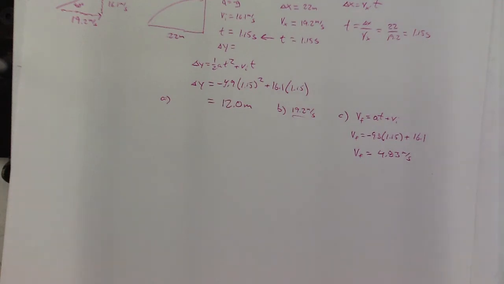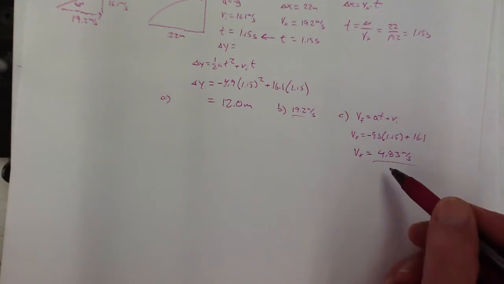Now, let's see. One more part. When it hits, has it passed the highest point on its trajectory? No, because this is still positive. It's still going up.